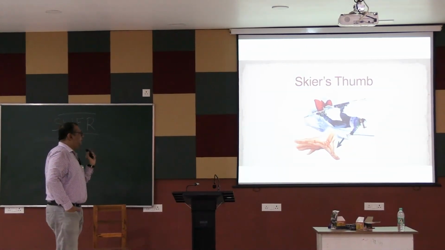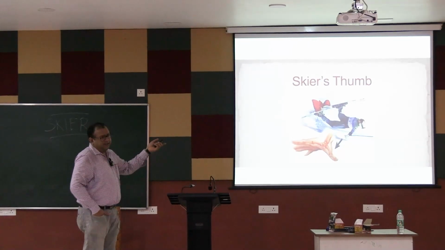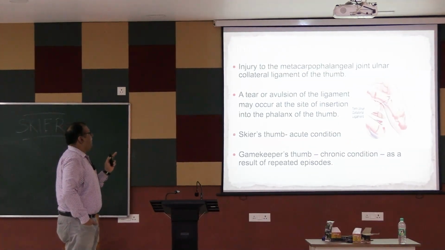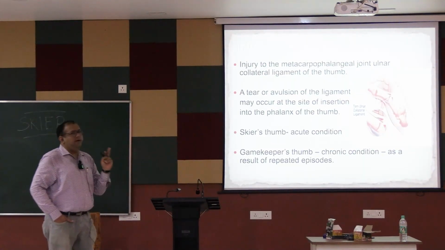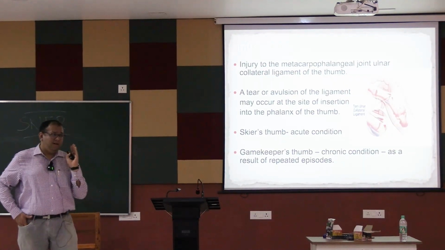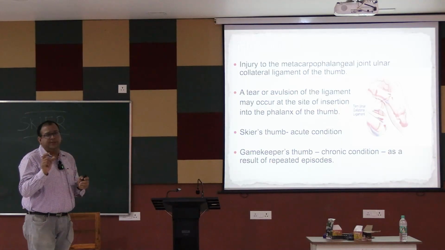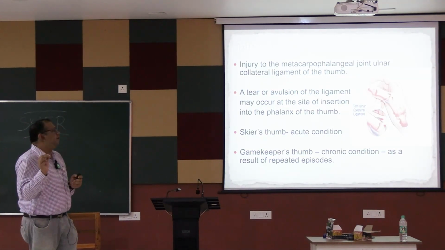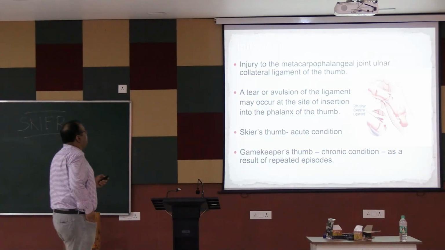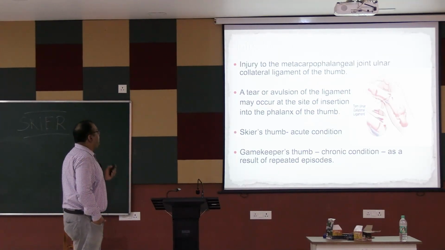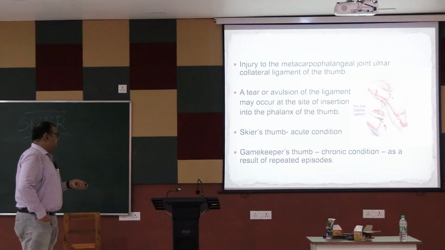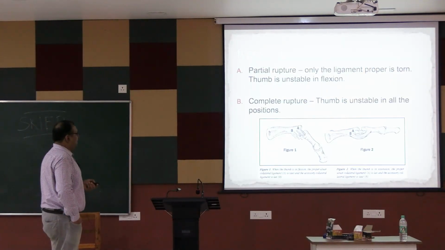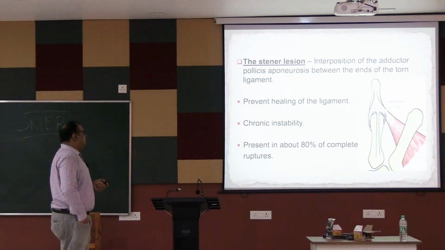Skier's thumb, this is a very common question that comes. You can see this is a skiing injury and this is an injury to the metacarpophalangeal joint, ulnar collateral ligament, UCL. Remember the short form, UCL. Easier to remember. The full form is ulnar collateral ligament, right? So the injury to the metacarpophalangeal joint, ulnar collateral ligament of the thumb. So this is the rupture that occurs due to fall on the outstretched hand. The ulnar collateral ligament is ruptured.